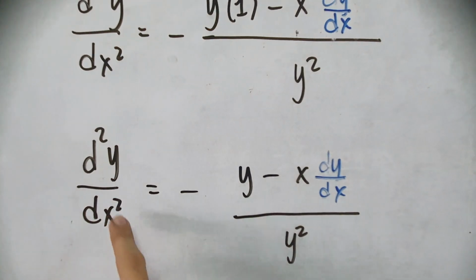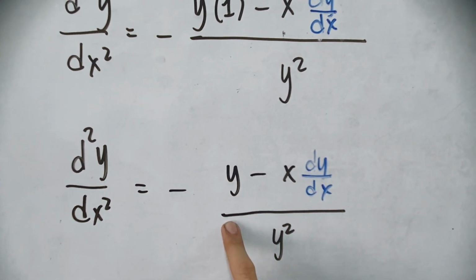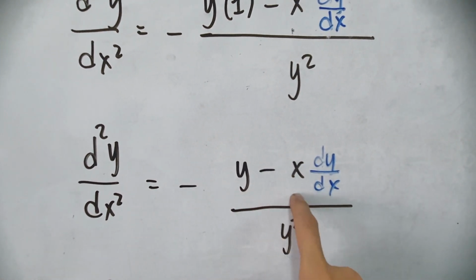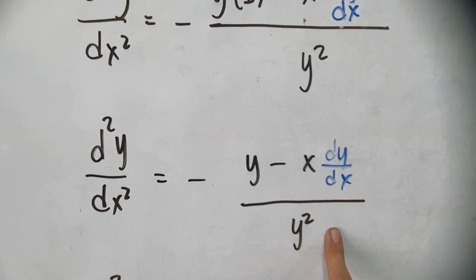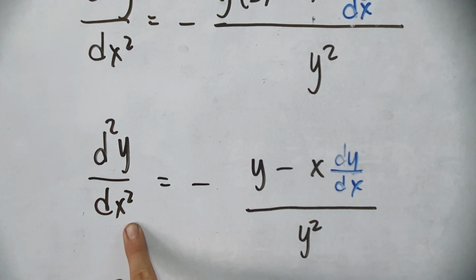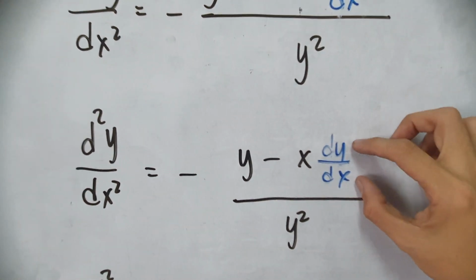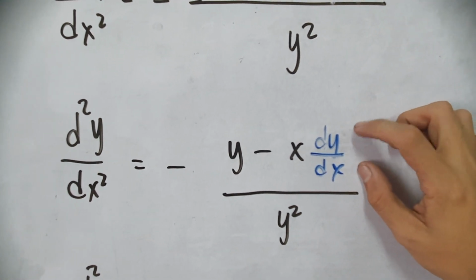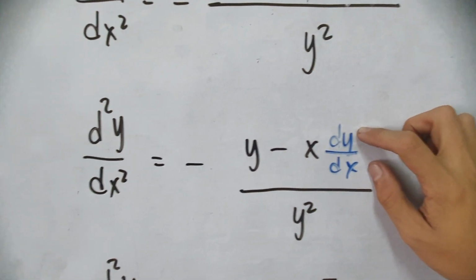So d squared y over dx squared is equivalent to negative, and we have our quantity or our term y minus x dy over dx over y squared. If you think that this is the final answer, since this is already equivalent to d squared y over dx squared, it's not yet the answer. Why? Because it contains dy over dx right here. We need to substitute the value of dy over dx. What is the value of dy over dx?